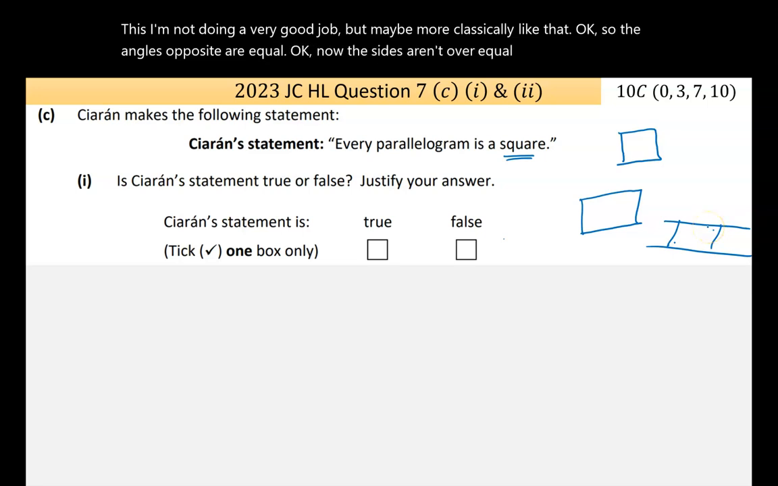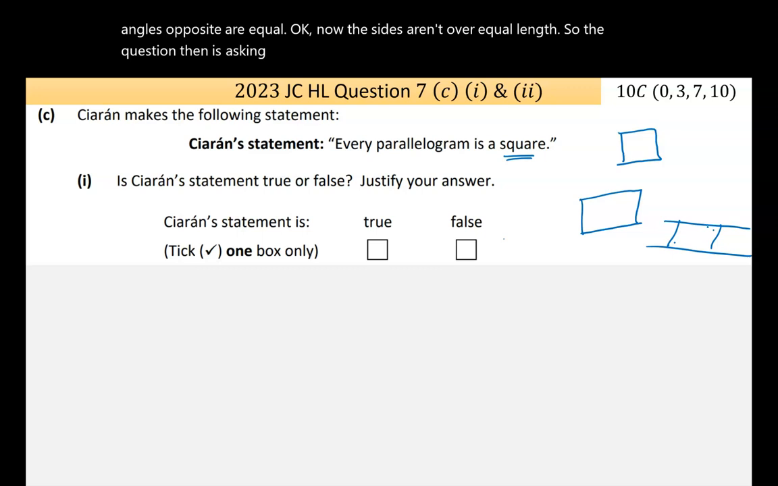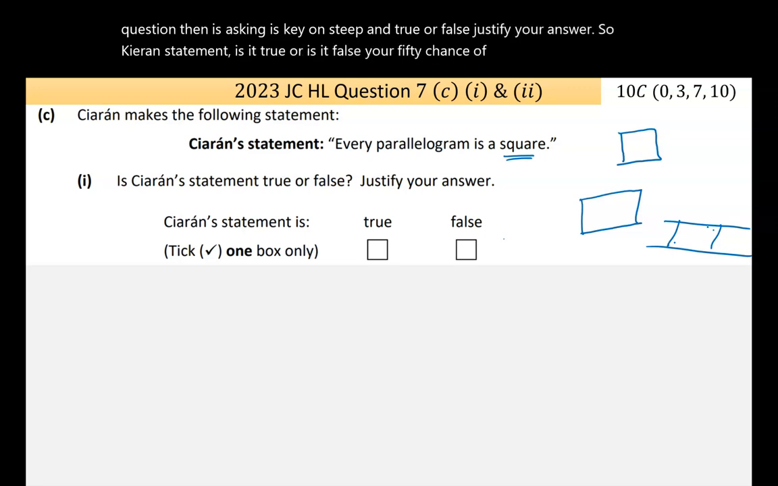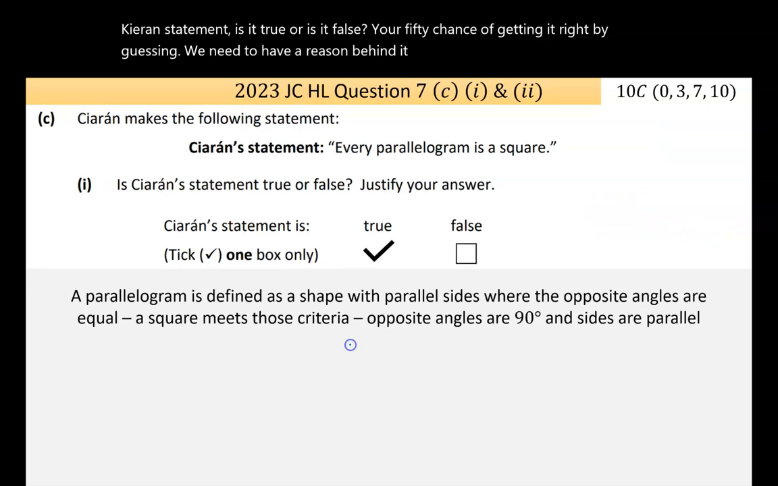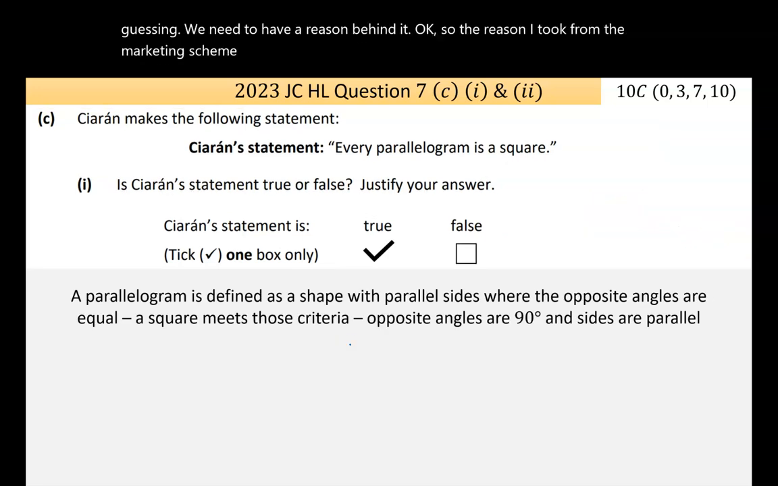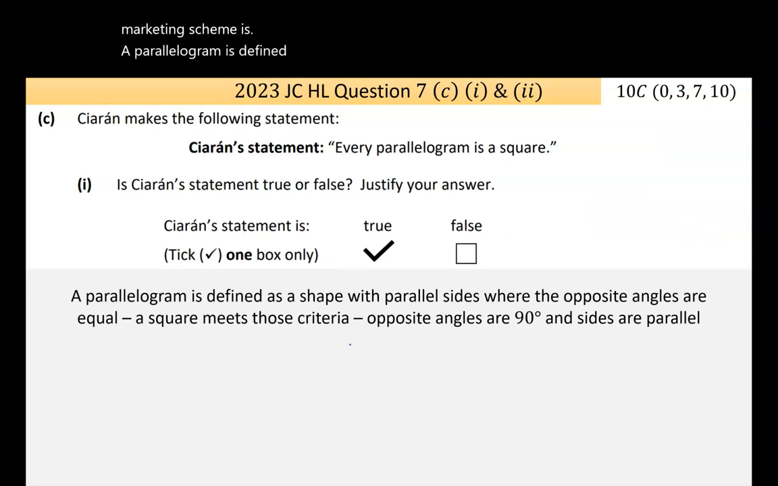So the question then is asking, is Kieran's statement true or false? Justify your answer. So Kieran's statement, is it true or is it false? You have a 50-50 chance of getting it right by guessing, but you need to have a reason behind it. Okay. So the reason I took from the marking scheme is a parallelogram is defined as a shape with parallel sides where the opposite angles are equal.